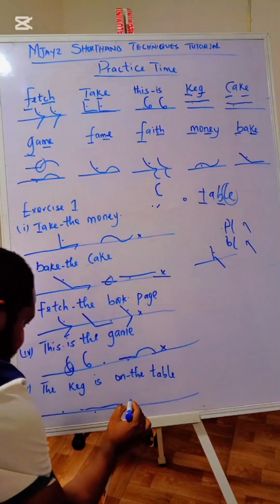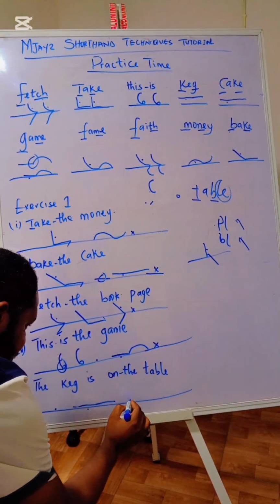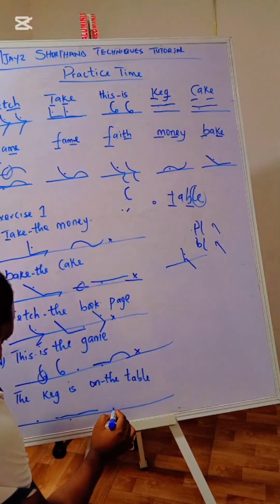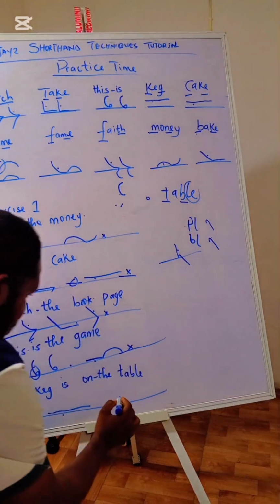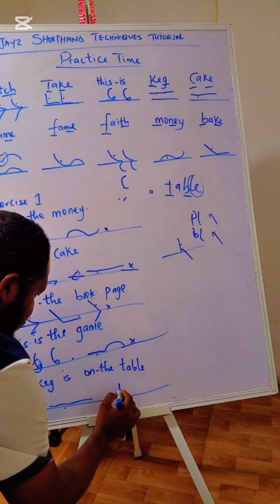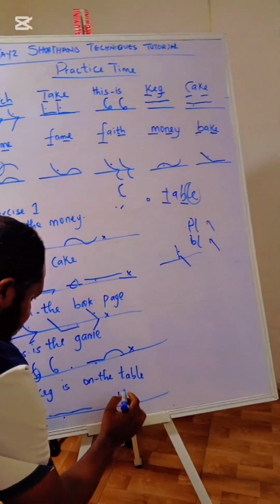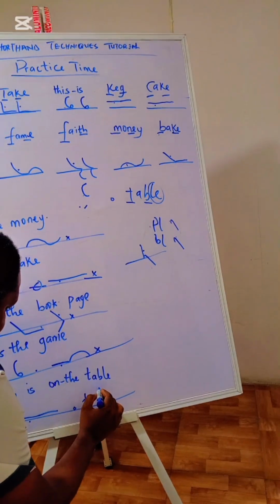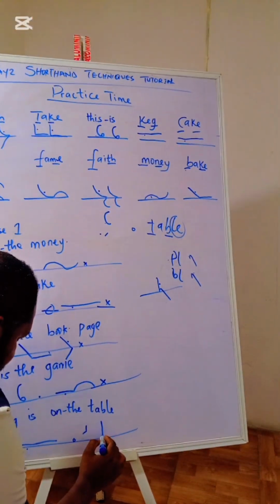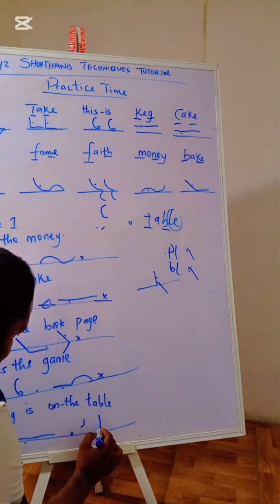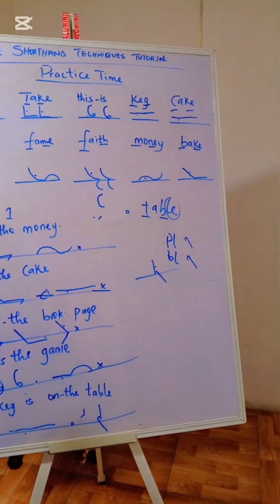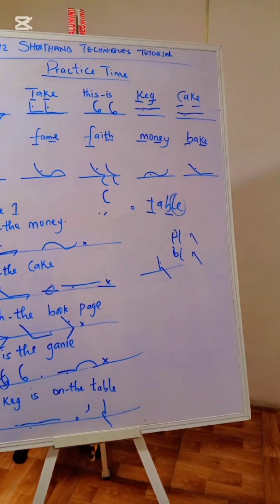The curve is on the table. The cake is on the table.